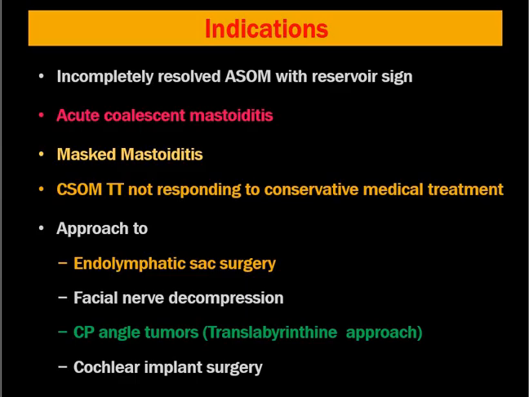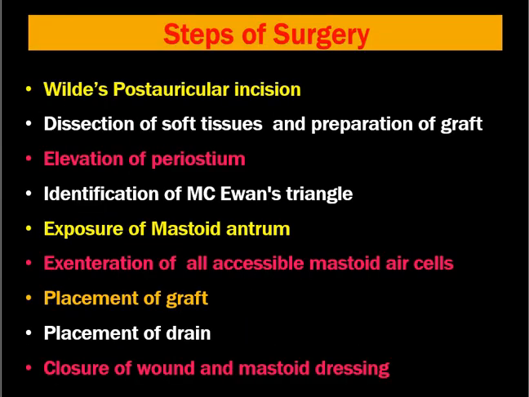In case of chronic otitis media mucosal disease, which is not responding to conservative management for at least 2 weeks, then we can perform cortical mastoid surgery, supposing that the patient has developed coalescent mastoiditis. Other indications of cortical mastoid surgery are as an approach to endolymphatic sac surgery, facial nerve decompression, CP angle tumor removal by translabyrinthine approach, and cochlear implant surgery. Therefore, cortical mastoid surgery is the gateway for all these operations. What are the steps of surgery?